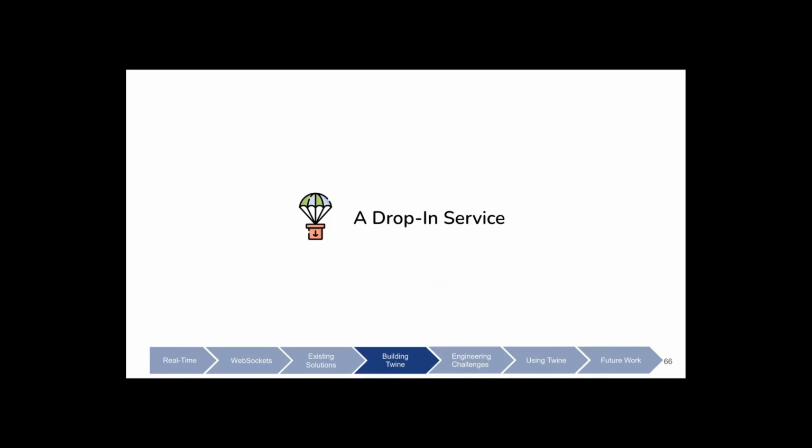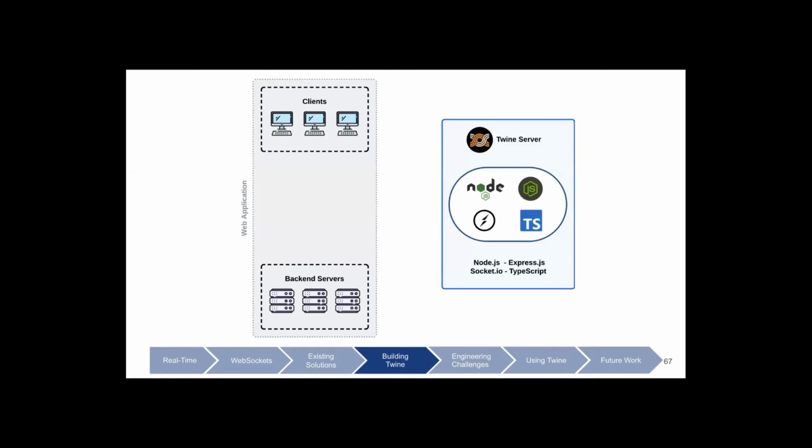Another major design decision we made was for Twine to be a drop-in service. This means that Twine can be included in a web application's existing architecture as a layer between client-facing code and back-end servers. This allows users of the application to benefit from the real-time capabilities Twine provides, without necessitating the application developer to implement that real-time logic themselves.